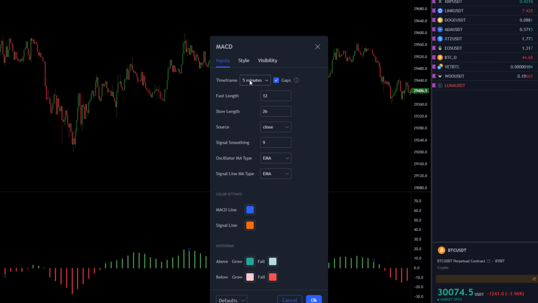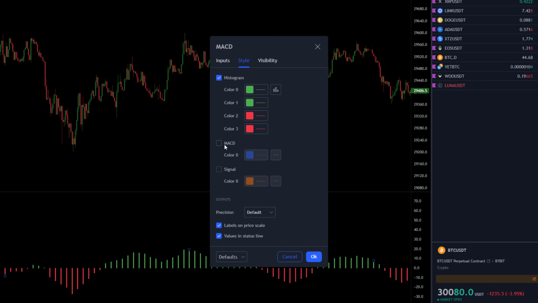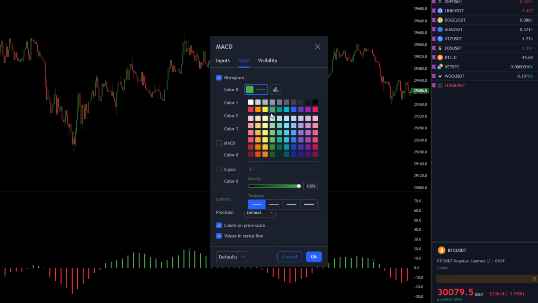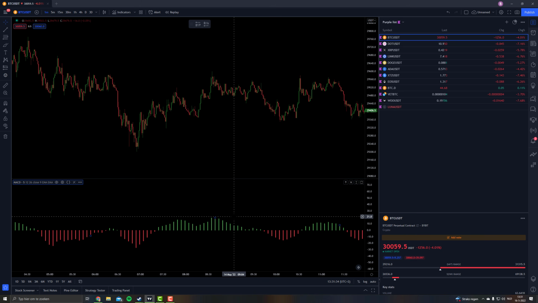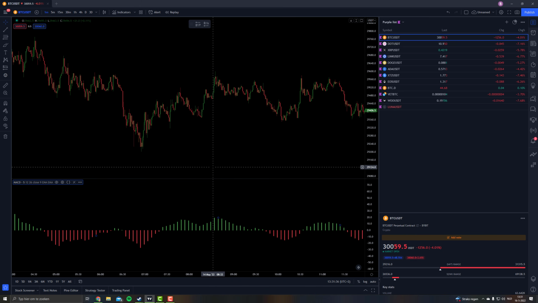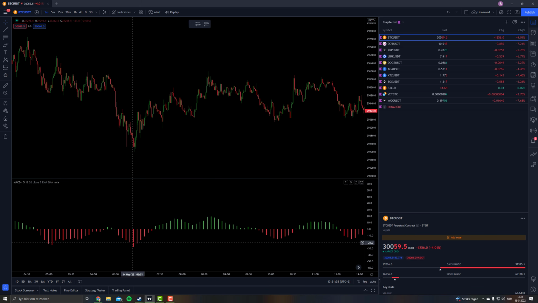So what I did is that I changed the time frame instead of the chart to 5 minutes, and I disabled the MACD and the signal line because we are not using them, we are only using the histogram. And I made the colors just green and red, that's it, because we're only looking for highs and lows on the MACD. So I think this looks pretty clean to trade like this.